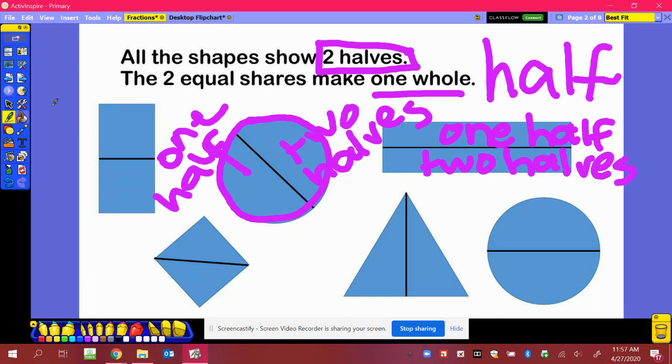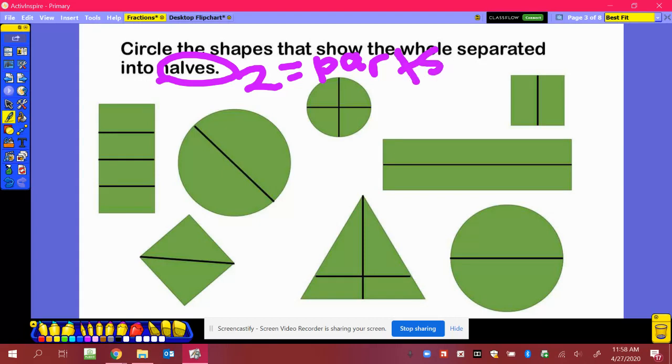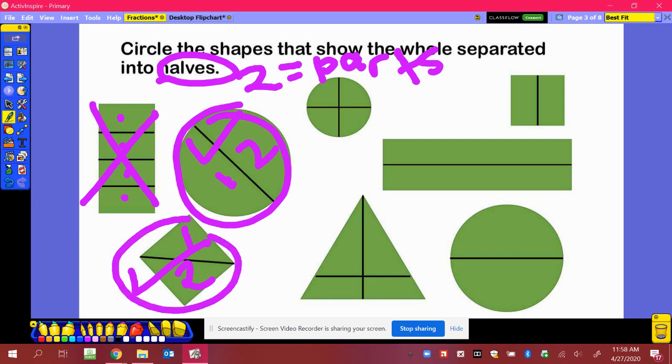Okay? So let's look at the next slide and see which ones are separated into halves. So remember, halves means 2 equal parts. So let's look for 2 equal parts. 1, 2, 3, 4. Nope, we only need 2 pieces. 1, 2, yep, and they look to be equal. So say yep. Look at the bottom rhombus square. There are 2 parts and they are equal. Yep, and we'll circle all the directions.